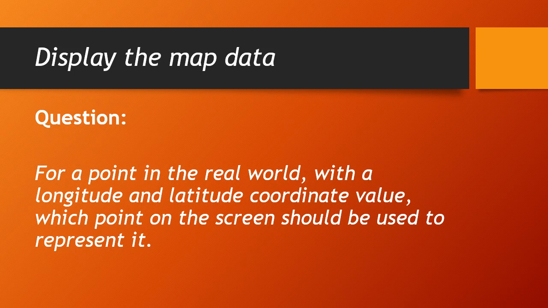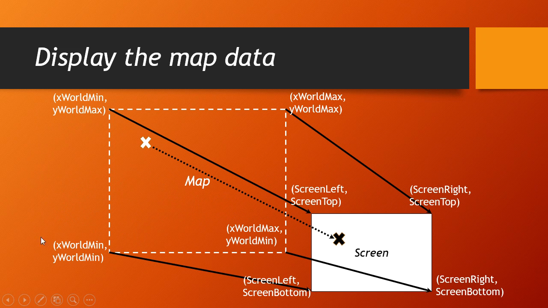So here is the question. For a point in the real world with a longitude and latitude coordinate value, which point on the screen should be used to represent it? In order to analyze this question, I've drawn a diagram. So this is our issue, and this is the map, a particular area of a map we want to display, and this is our screen area.